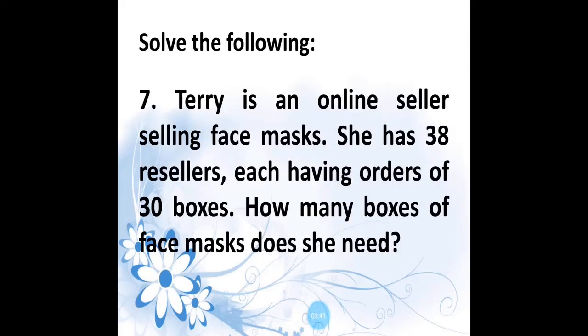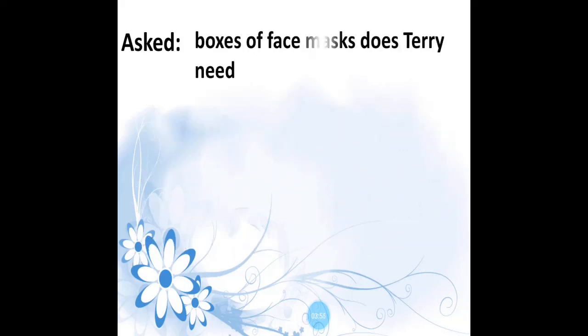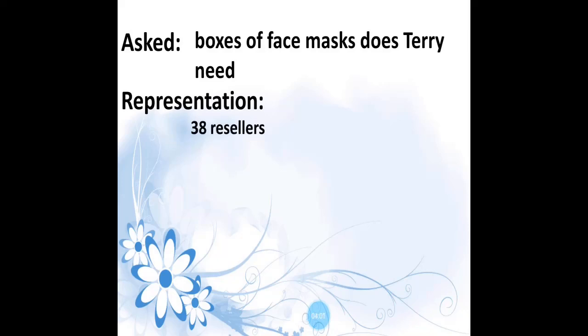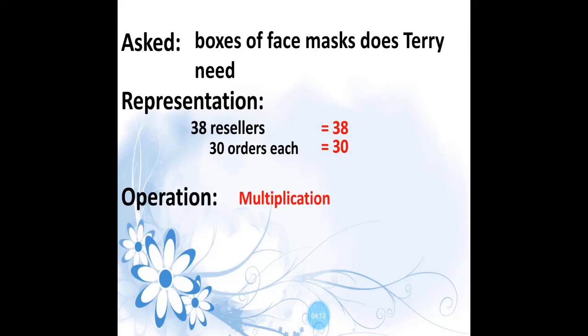Terry is an online seller selling face masks. She has 38 resellers, each having orders of 30 boxes. How many boxes of face masks does she need? First, what is asked: boxes of face masks Terry needs. Representation, 38 resellers, that's 38. 30 orders each, so that would be 30. For the operation, that will be multiplication. Then for the number sentence, we have n is equal to 38 times 30.